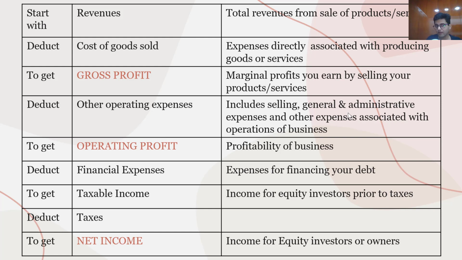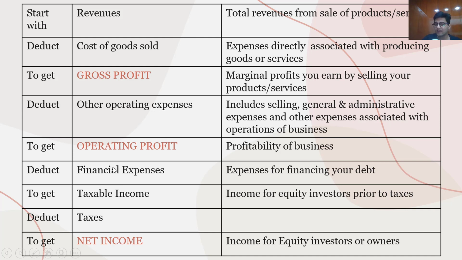From the gross profit, when you deduct other operating expenses, you get what? Operating profit. Now the first was gross profit, which tells the marginal profit from selling your product or service. The next one is operating profit. Operating profit means how profitable your business is before paying your debt financiers. What I mean by that is, before paying your interest expenses.